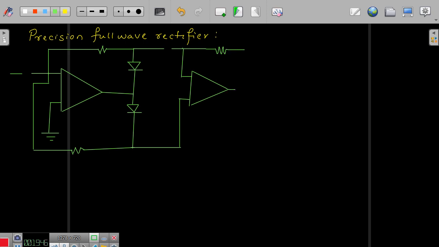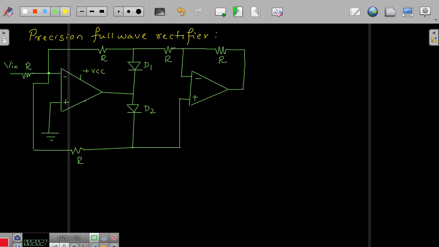So this will be your output point. Plus minus, this is one resistance and this is one more resistance. So this is V in. All these resistances we have taken to be R. So this we call D1, this as D2.